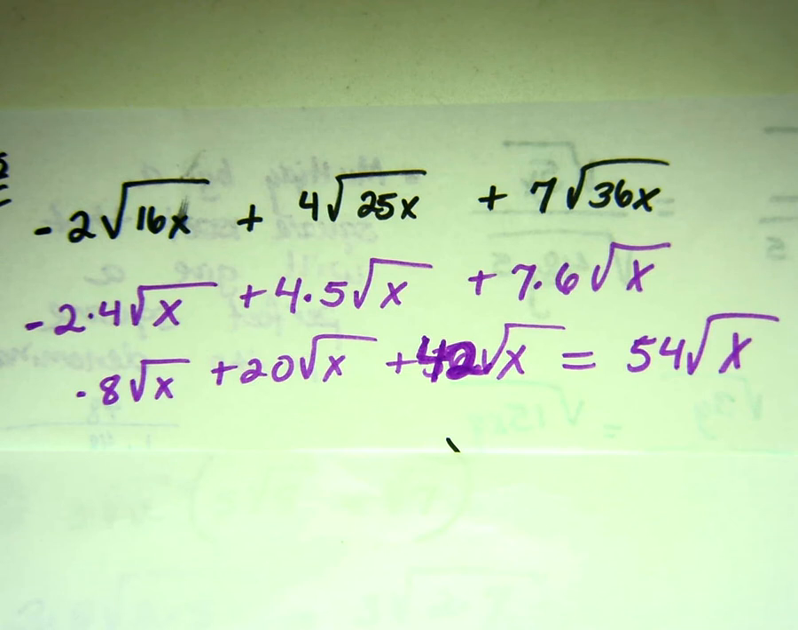So now you can combine all your like terms. So you have negative 8 plus 20, which gives you positive 12. Positive 12 plus 42 gives you 54. Your final answer is 54 square root of x.